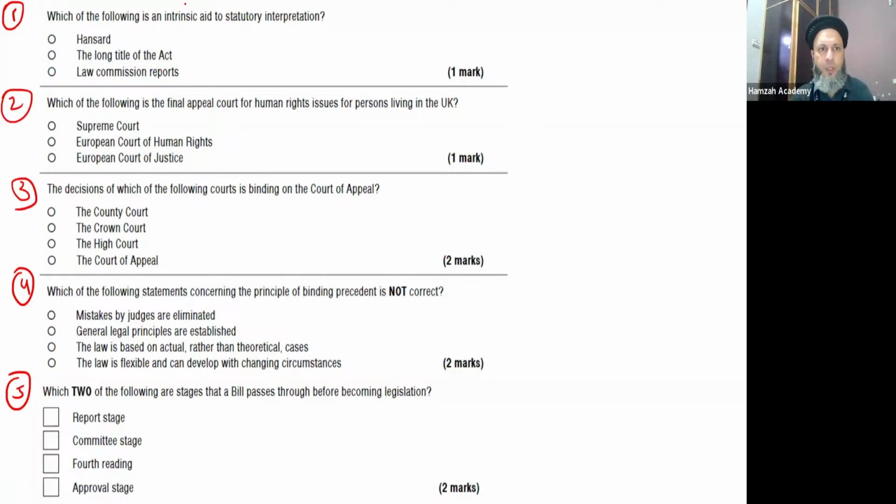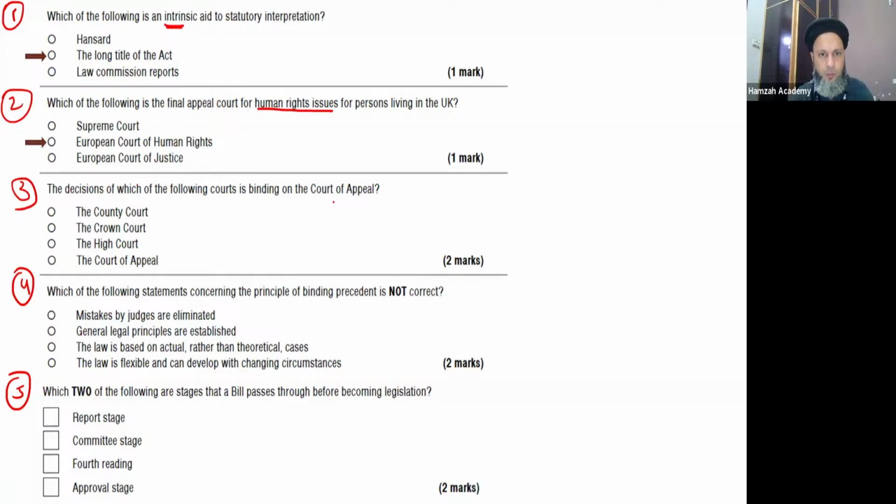Okay. Which of the following is an intrinsic aid? Intrinsic means that it is contained within the document or book. That will be the long title. Which of the following is a final appeal court for human rights issues? That will be the European Court of Human Rights. For all other issues, it will be the Supreme Court. Remember that. For issues related to human rights, they can appeal to the European Court of Human Rights.